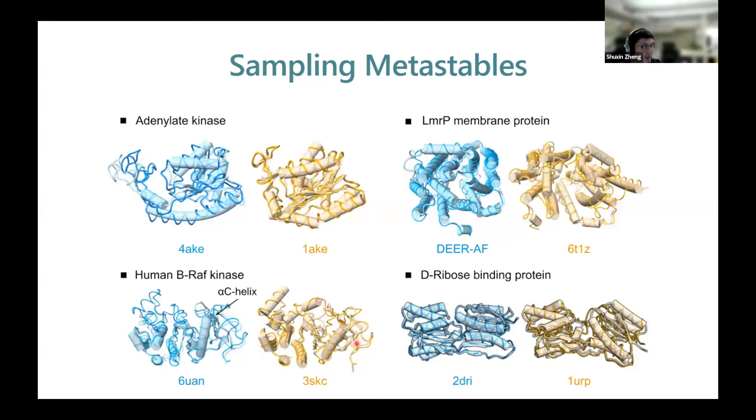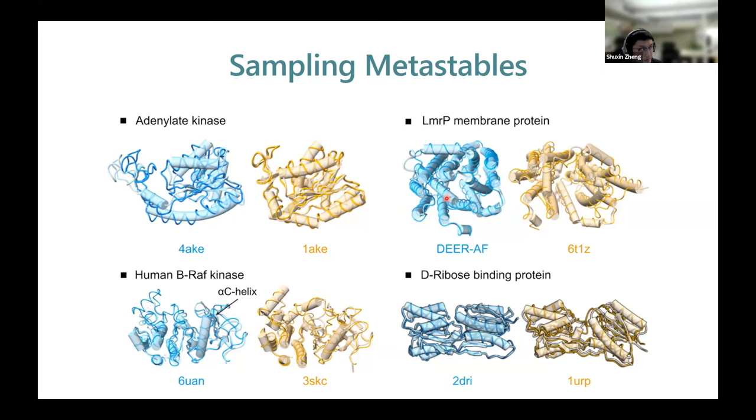And the second one is this one, the LMRP membrane protein. Notice that the ID below it is not a PDB ID, it's called DRAF. What does it mean? This structure, this state, is not observed in the experiments, but structural biologists speculate that it may have such a structure.